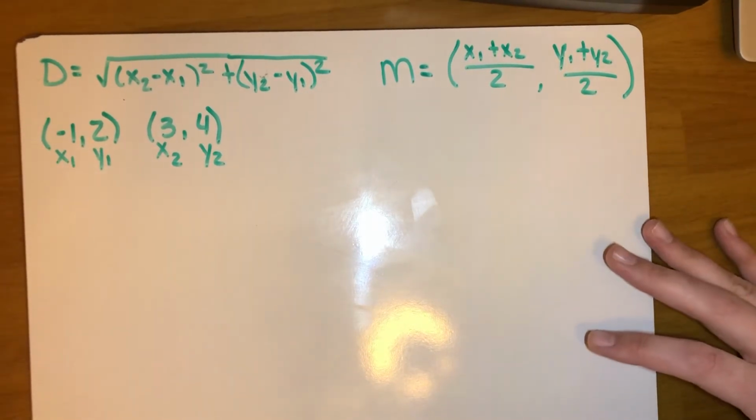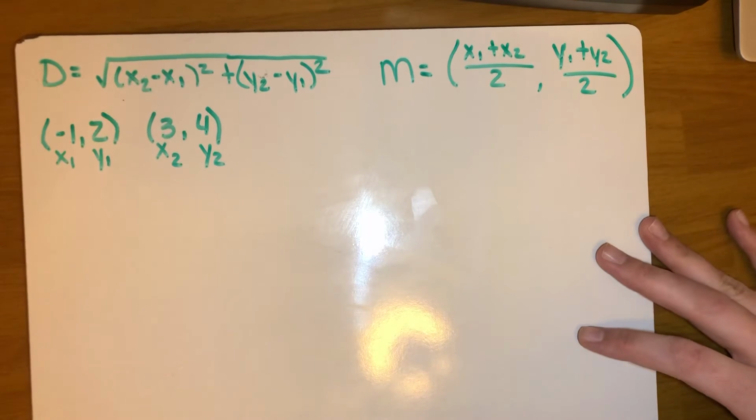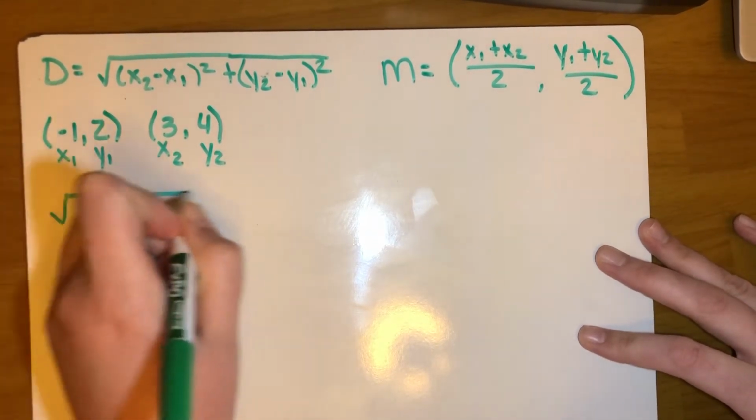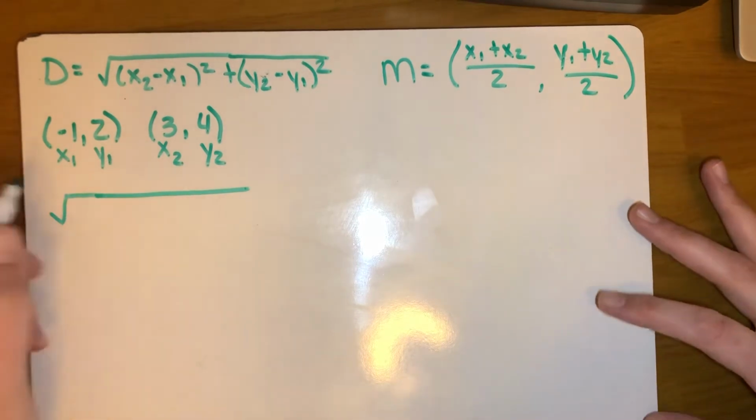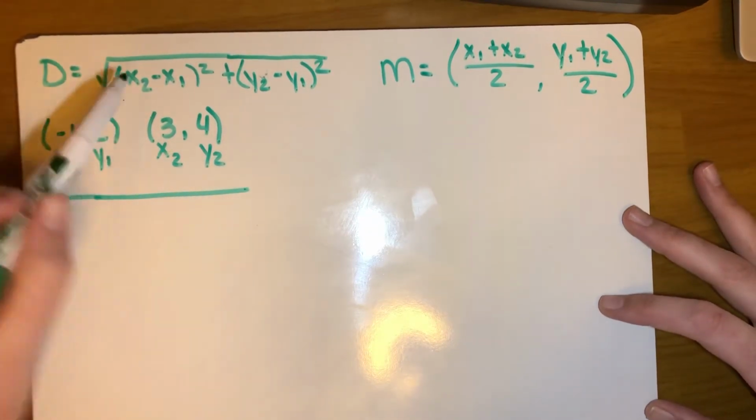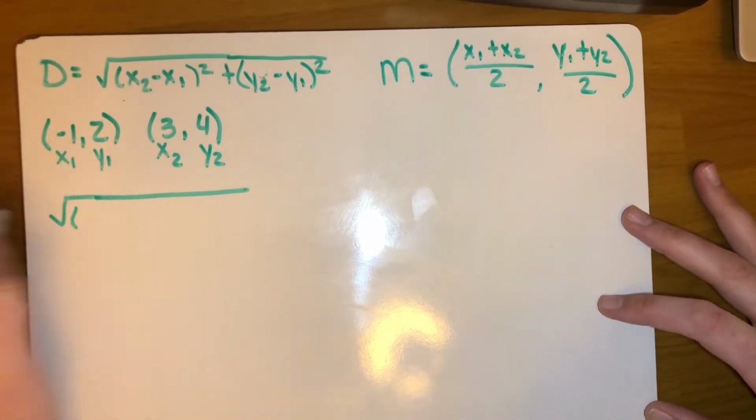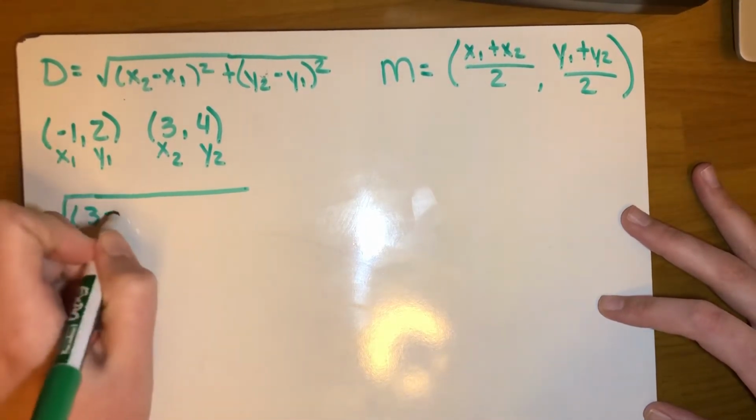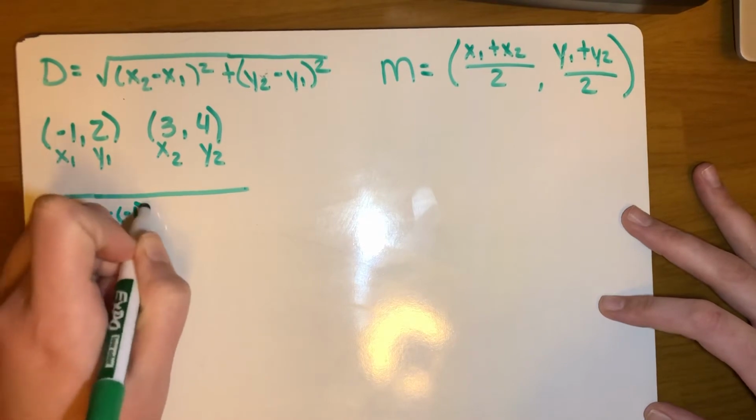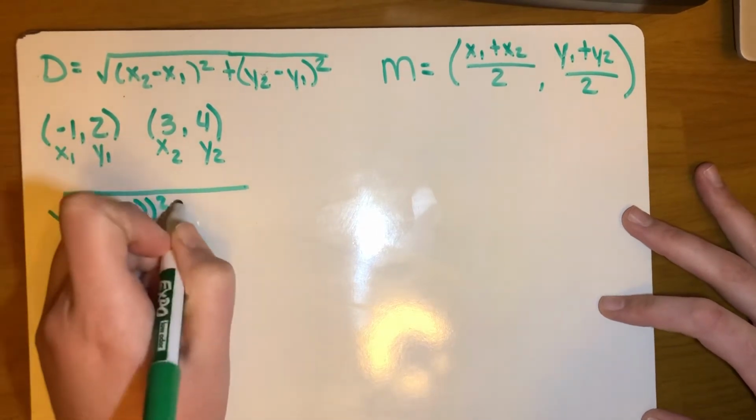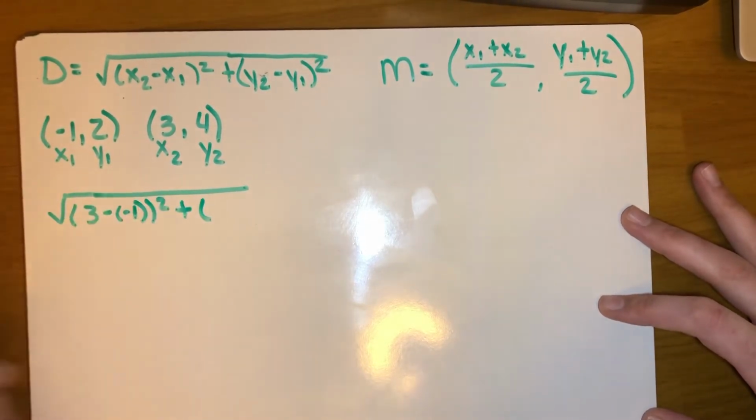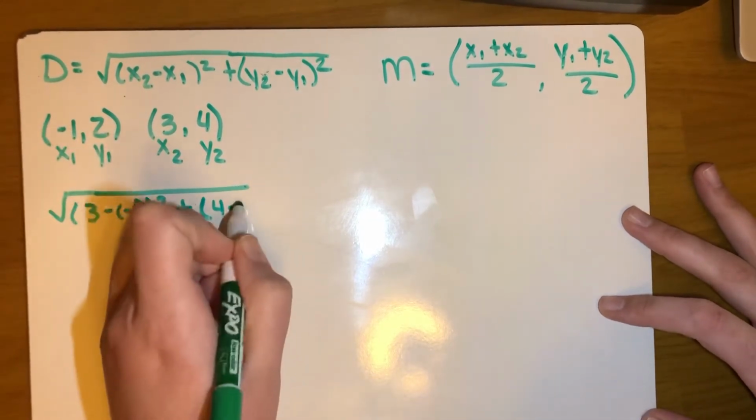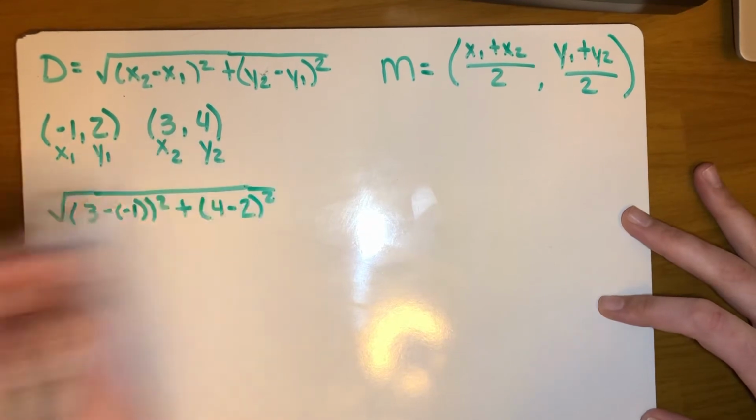So then I'm just going to take these numbers and plug them into my formula. So do not lose that square root sign there. That happens quite a bit. And I'm going to start with x2, which was 3, and that's minus x1, and that's a negative, so be careful keeping that negative there. And then I'm going to do y2, which is 4, minus y1, which is 2.